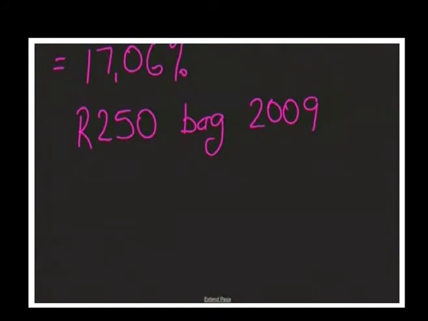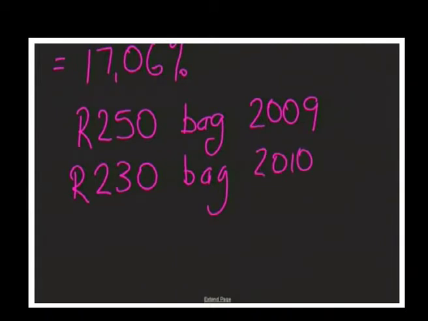But I go into the shop, so this was, let's say, in 2009. Then I go into the shop this year, and in actual fact, the bag is cheaper. Now the bag is 230 Rand for the same bag, and that was in 2010. What is my percentage change or my percentage decrease? I can see that the bag has gone cheaper.